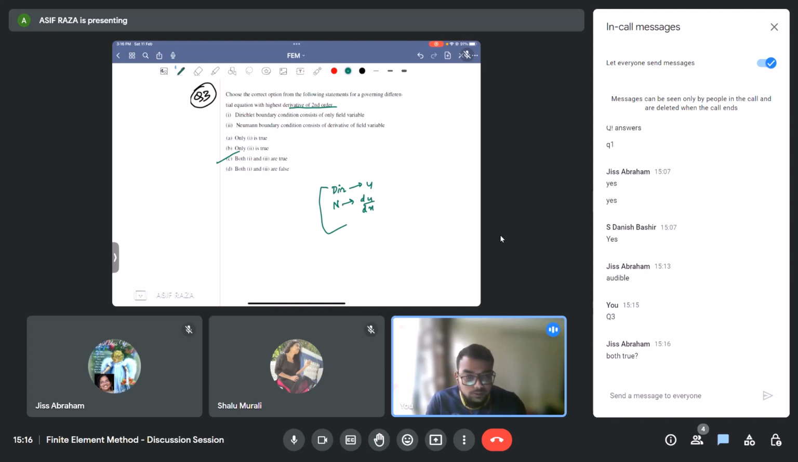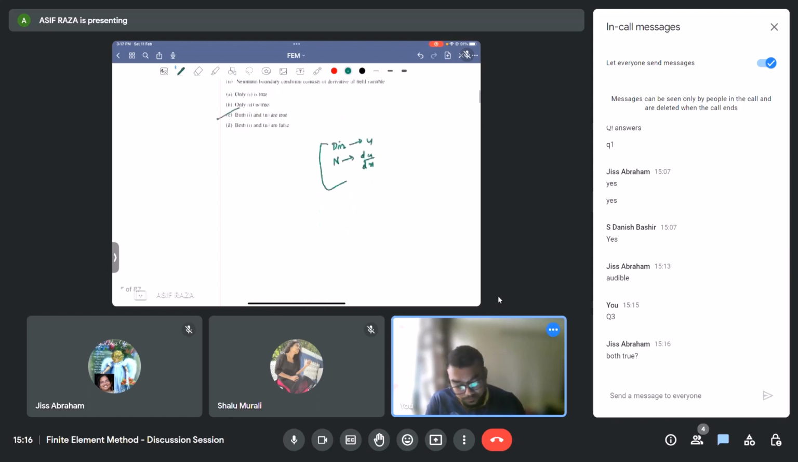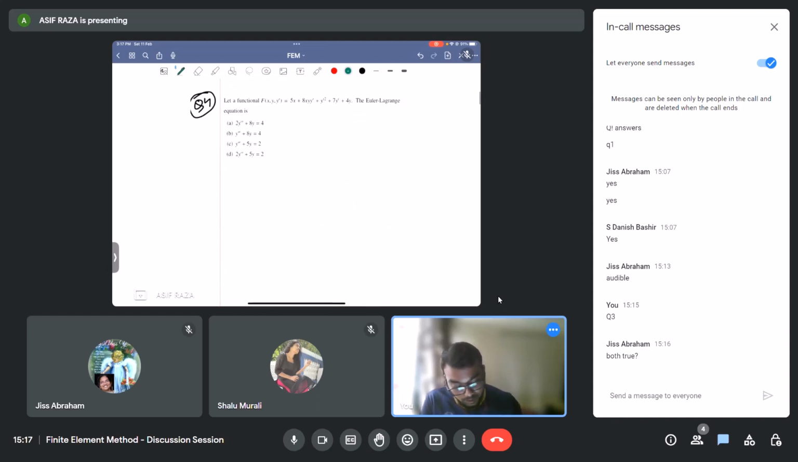So now let's move on to the next question. Question number 4. This is a functional, and we have to write the Euler-Lagrange equation for this functional. As we can see, the highest derivative involved is of first order. So what will be the Euler-Lagrange equation for this? This will be del f by del y minus d by dx of del f by del y prime, and there are no higher orders, so this is it. This is equal to 0.